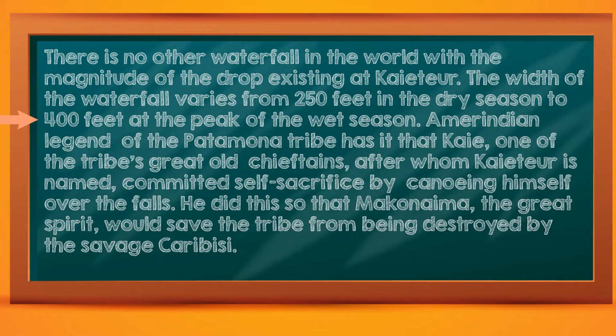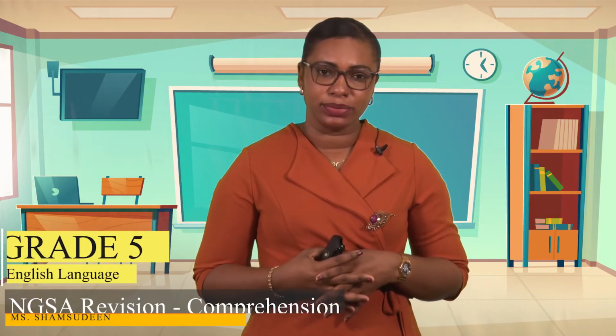the wet season. Amerindian legends of the Patamona tribe has it that Kai, one of the tribe's great old chieftain, after whom Kaieteur is named, committed self-sacrifice by canoeing himself over the falls. He did this so that the Makanaima, the Great Spirit, would save the tribe from being destroyed by the savage Caribbees.